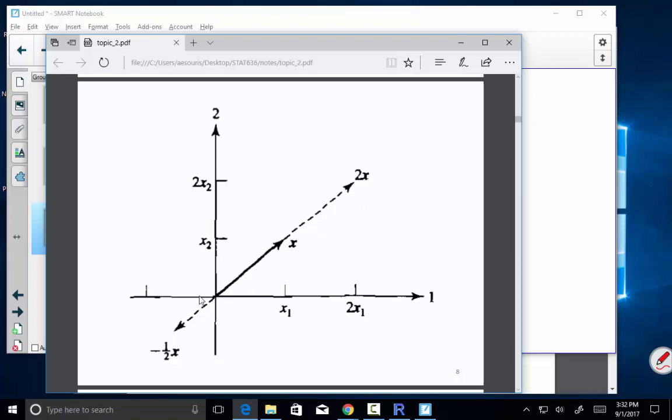You can multiply by negative numbers as well. Here's the result of doing minus 1/2 x. Vectors are these things pointing off into multidimensional space. You can multiply scalars by them to expand them and contract them, or change their direction.